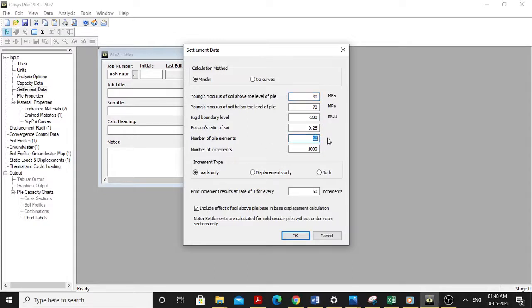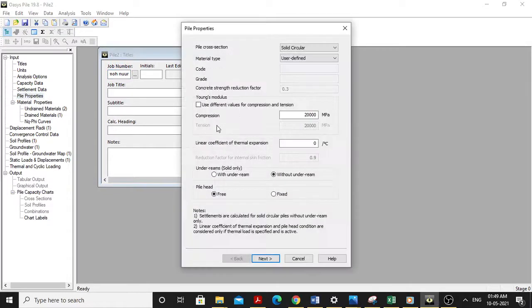It means that it will divide the pile into 10 segments, and it will analyze the pile capacity at these 10 segments for drawing the capacity curve or settlement. And the number of increments is kept at 1000, the increment type is kept as load, and the print increment is for every 50 increments. With this, you can see that when our graphic output comes, it will show that the force has been applied in 100 kilonewton intervals. First 100, then 200, 300, 400, like that will go up to 2000 kilonewton. Then you can press OK.